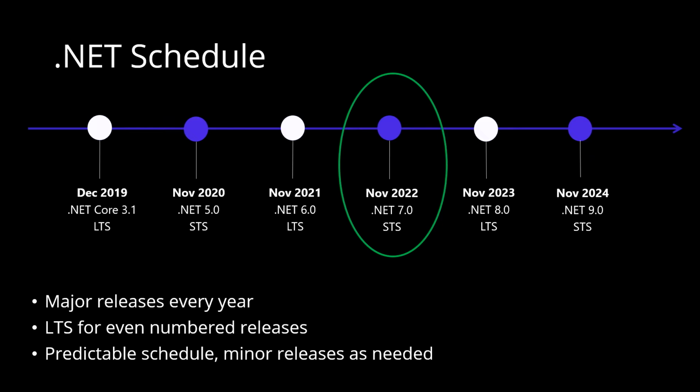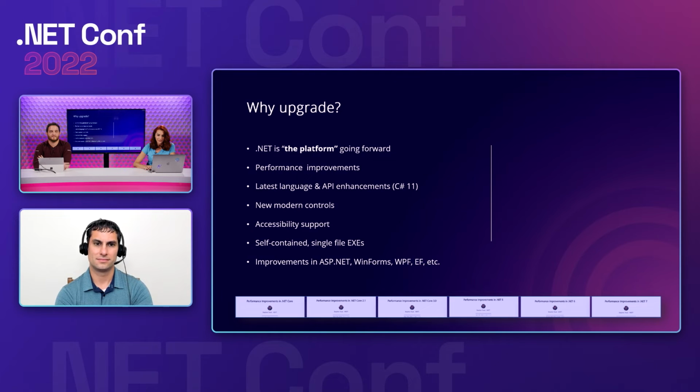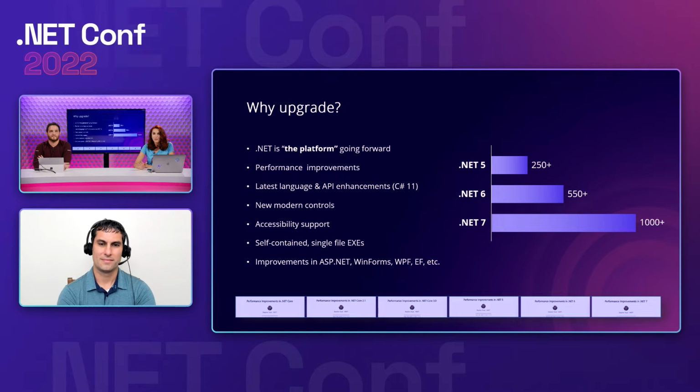So just yesterday, we released .NET 7, and that's the latest .NET. We are going to talk about how you can upgrade to that version. So why would you want to upgrade? Besides the fact that that's the platform going forward, meaning that all changes will go to .NET 7, 8, and so on. We're not making any changes to .NET Framework or .NET Core. So if you want to stay on the latest tech, I highly encourage you to upgrade.